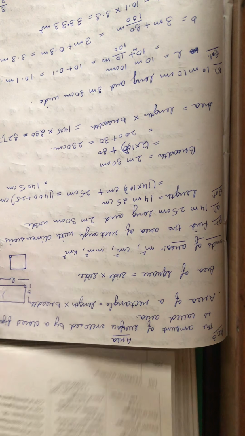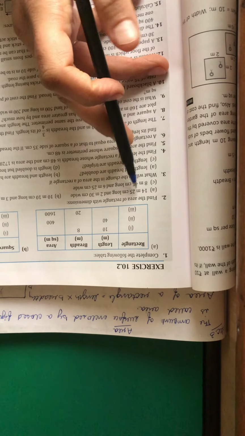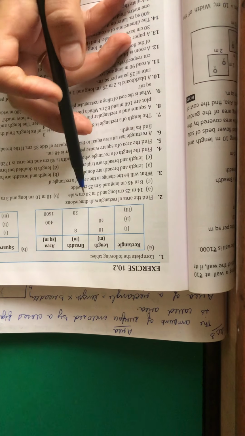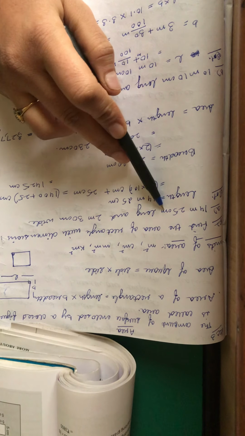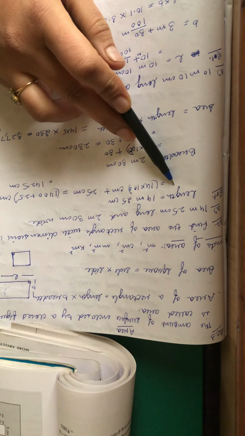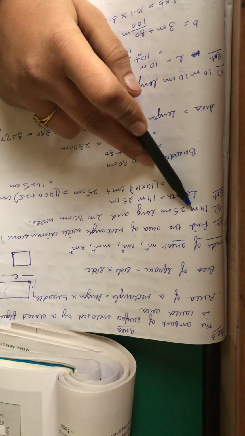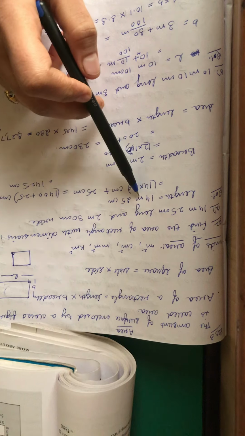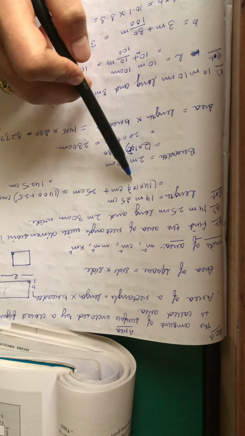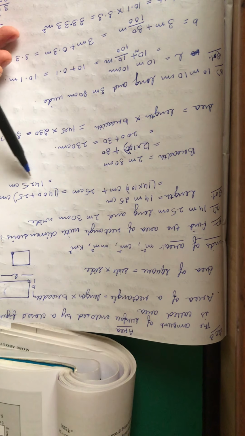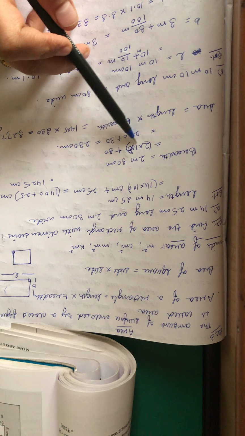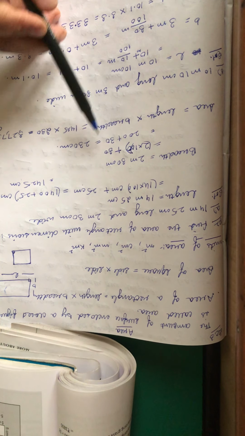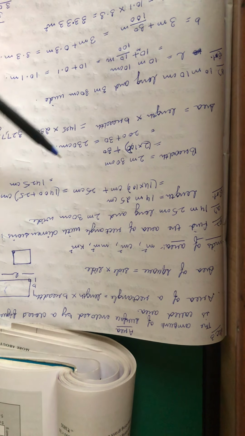Question number 2 is, find the area of a rectangle with dimensions 14 meter 25 centimeter long and 2 meter 30 centimeter wide. Now length is 14 meter 25 centimeter. Divide it by 100 to convert it into meters, or convert this meter into centimeter. The way you find easy, 14 meters is 14 into 100 centimeter plus 25 centimeter, it is 1425 centimeter, and breadth is 2 meter 30 centimeter, so it is 2 into 100 centimeter plus 30 centimeter, that is 230 centimeter.